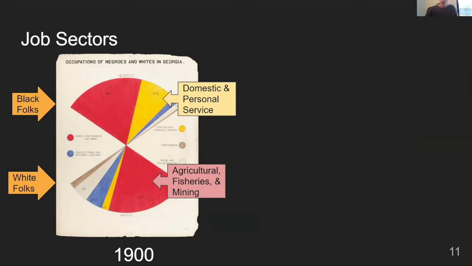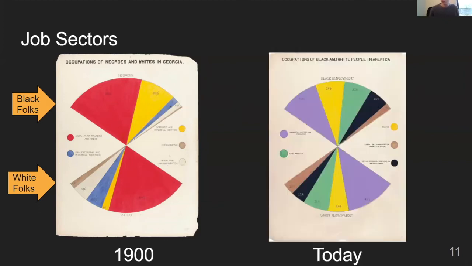What we do see is a big disparity in domestic and personal service. We see that 28% of Black Americans are employed in this field versus the 5.5% of white Americans. And we see that the slivers at the bottom on the white employment, the manufacturing and mechanical industries and the trade and transportation industries, can be added up to equal the domestic and personal services, which is a little bit alarming. It's a clear disparity back then, which has then persisted into our modern counterpart under different names.